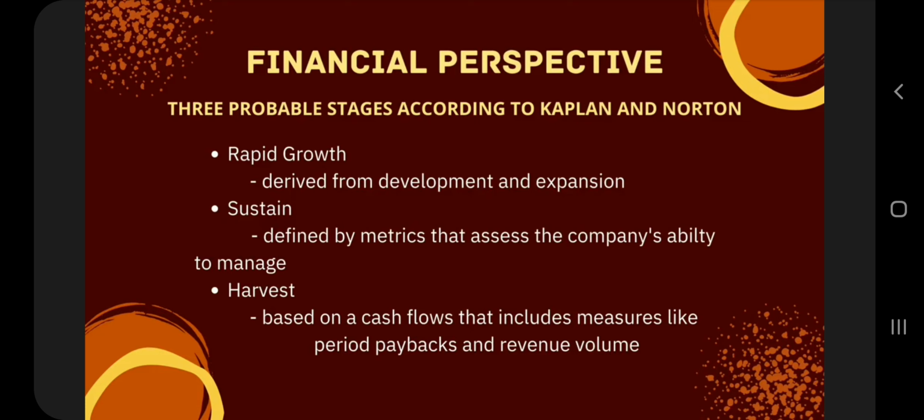Financial goals and measurements for the growth stage will be derived from the organization's development and expansion, which result in greater sales volume, new customer acquisitions, revenues, and growth. The sustain stage, on the other hand, will be defined by metrics that assess the company's ability to manage its operations and costs, such as return on investment and return on capital invested. Furthermore, the harvest stage will be based on the company's cash flow analysis, which will include measures like payback periods and revenue volume.